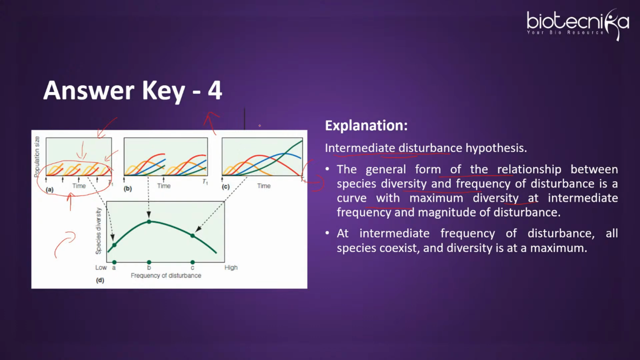Okay. And if the disturbance is very low, that means the time interval between the ecological disturbances will be very large. So what will happen? The late successional species will emerge as the most dominant species, and they will not allow the early species to grow. Okay. So always remember that it is at the intermediate frequency of disturbance that we are going to find the maximum species diversity.